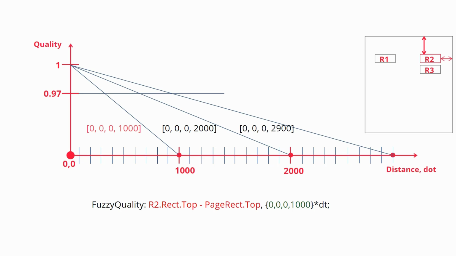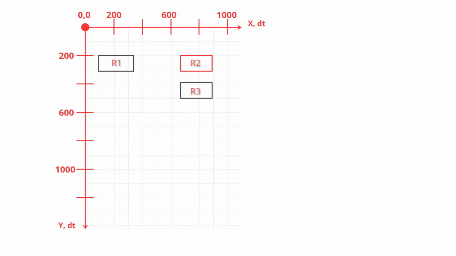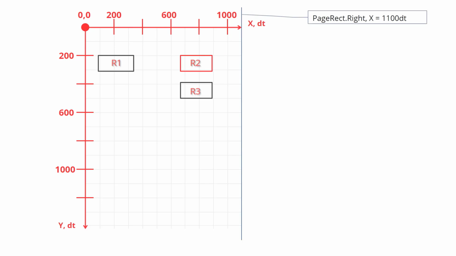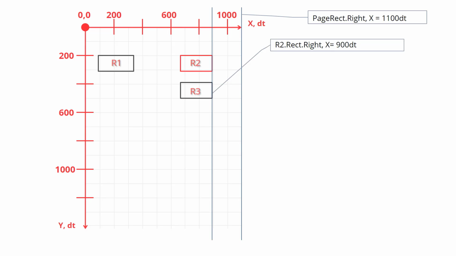Let's add the second required fuzzy quality statement. Fuzzy quality: page.rect.right - r2.rect.right, 0, 0, 0, 1000, dots. Note that I intentionally deducted the smaller value from the bigger. Look, the top boundary of the R2 rectangle is located below the top of the page, which means that its y-coordinate is bigger. Similarly, the x-coordinate of the right boundary of the page is definitely bigger than the x-coordinate of the right boundary of the R2 rectangle.